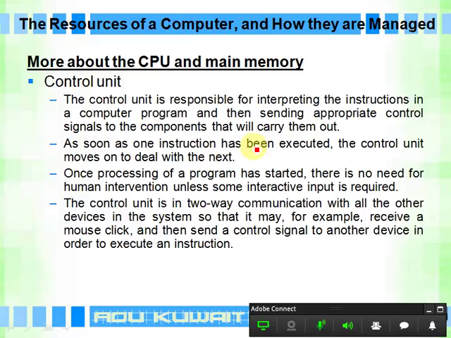Fine. This is about the control unit. It is going to process the instructions. Once one instruction is processed, it will take the next instruction. Once the processing has started and the computer program is running, there is no need for the user to interfere, unless there is an input from the keyboard or a need for a mouse click. If any outside interface is needed, then the user will provide it. Otherwise, the program keeps on running.